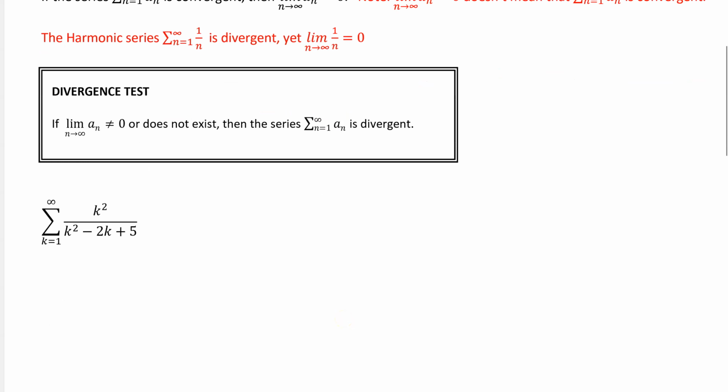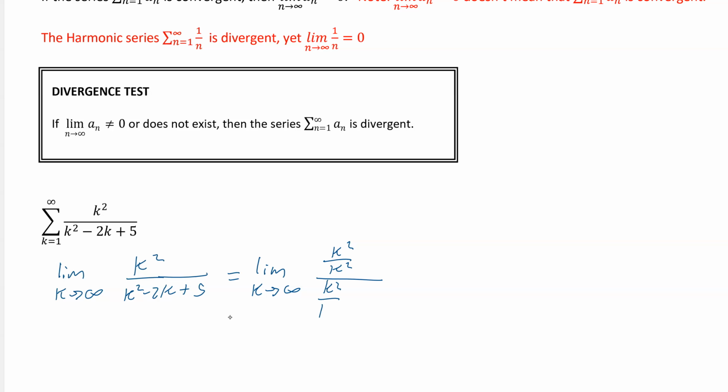So if we can show that that limit, as k approaches infinity, of k squared over k squared minus 2k plus 5 does not equal 0, we show it's divergent. So we already know it's divergent because of what it is. Now you've done rational expressions like this, and we always take the bottom one and we divide by it. So this would be k squared over k squared, k squared over k squared, 2k over k squared plus 5 over k squared.